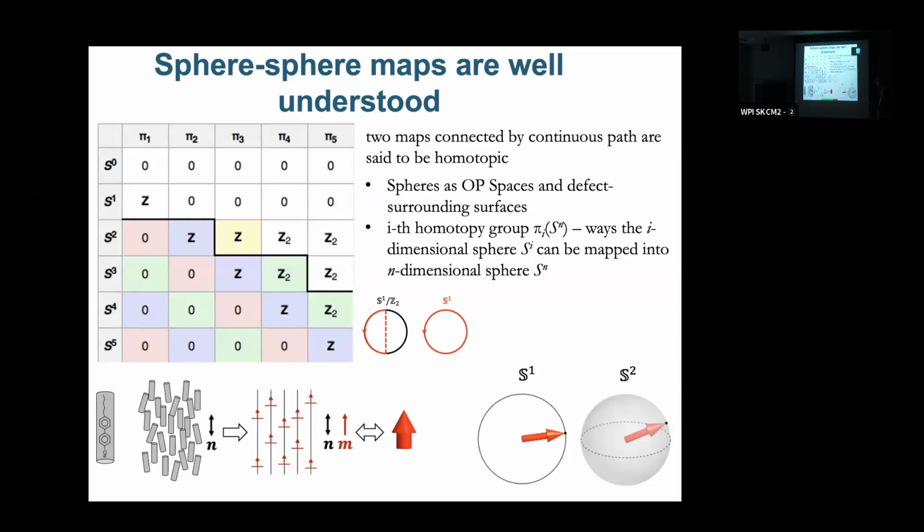So what we have in this table is the mappings from multidimensional spheres to other spheres of different dimensions. And whenever you see a zero in this table, that means these mappings are trivial. Whenever you see something different like Z or Z2, that tells us that you should expect the possibility of formation of topologically distinct configurations.